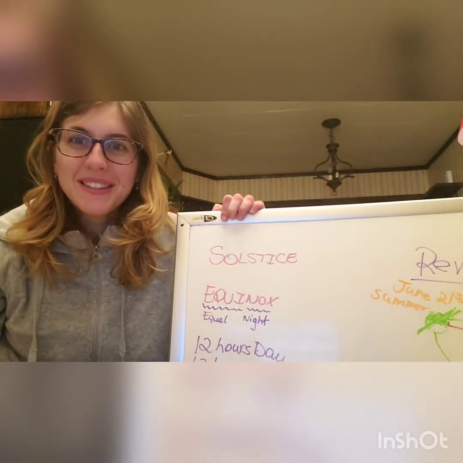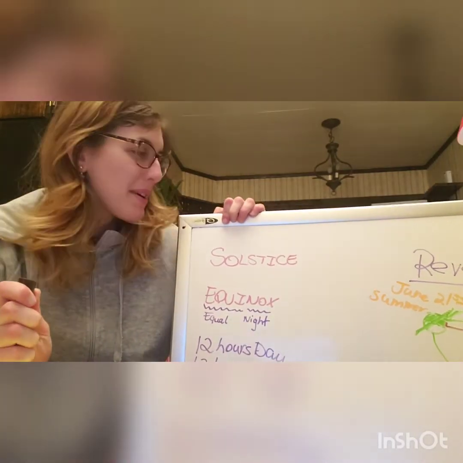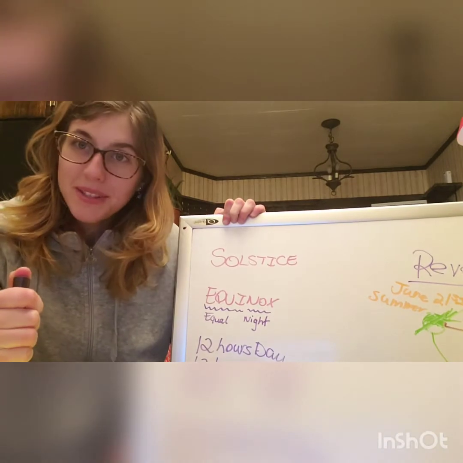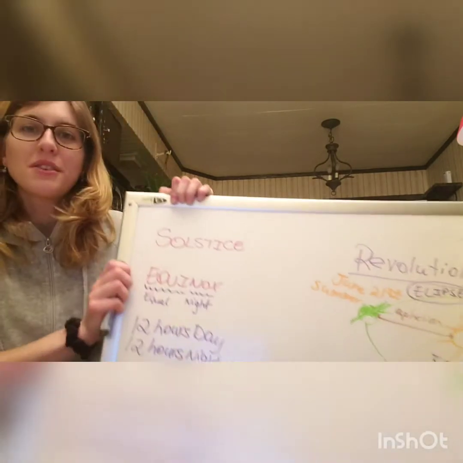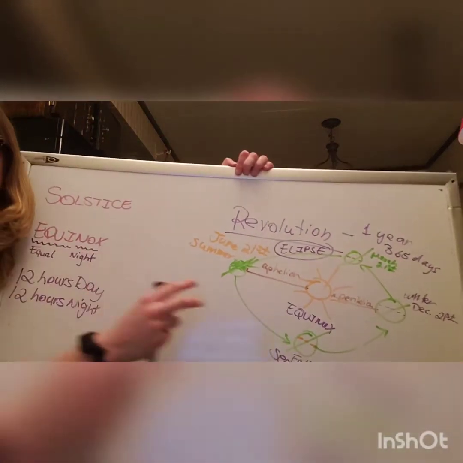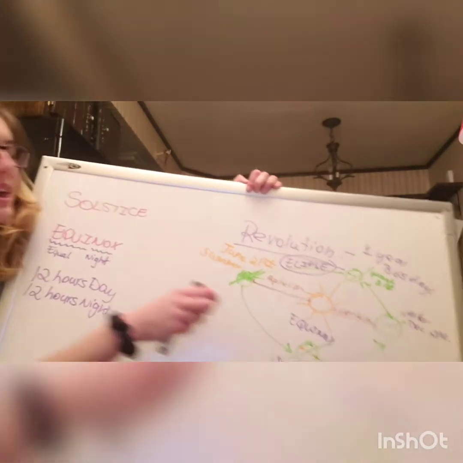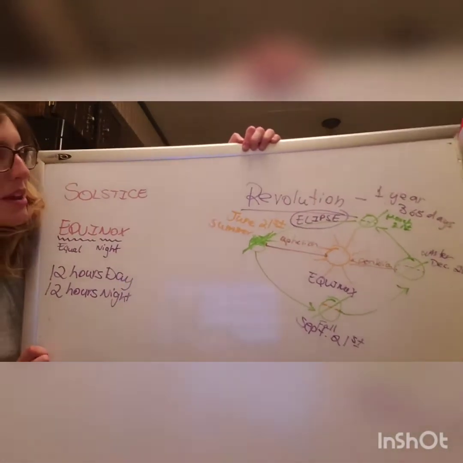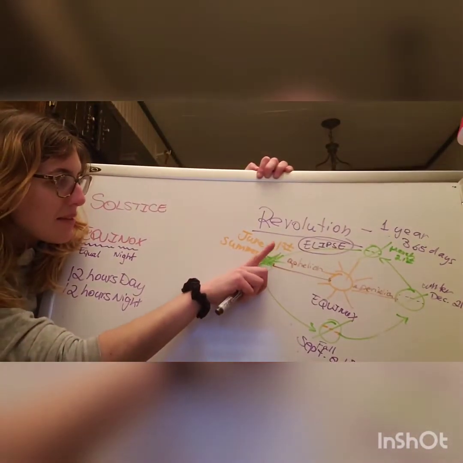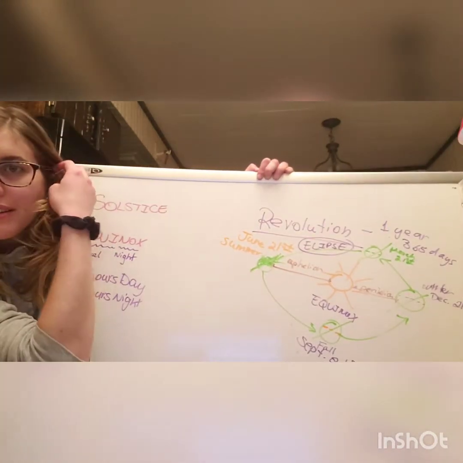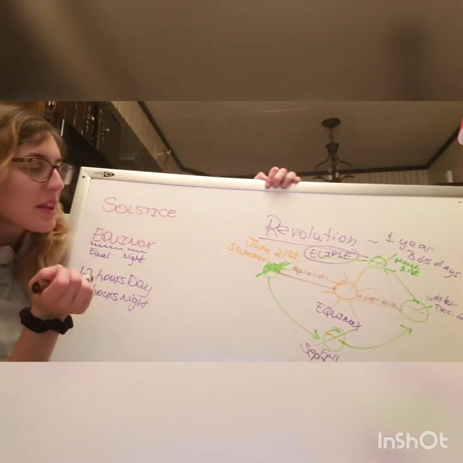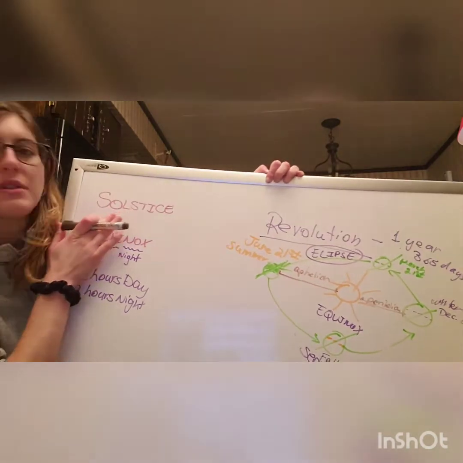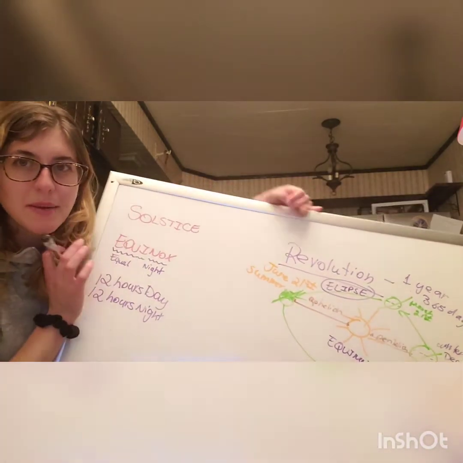Hello, Earth Science. So today I'm going to talk to you about equinoxes and solstices, which is our next topic. So over here on the whiteboard, I kept the drawing from the previous video, and I just erased a couple things because we're going to be using the same idea of the tilt of the Earth to understand what these two words are. So the first word, solstice, I'm sure you've heard of this word somewhere.